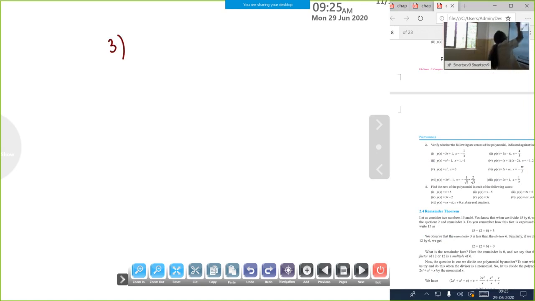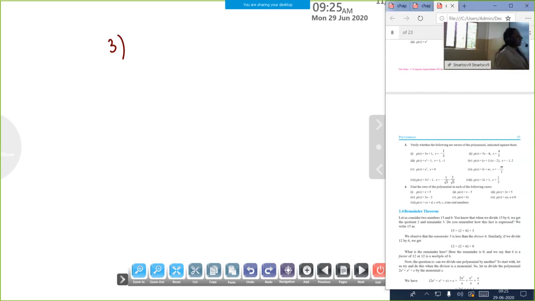And that same exercise, your third question. Please read the question carefully. Verify whether the following are zeros of the polynomial or not. One polynomial is given there and one zero is also given there. One solution is also given there. You need to verify whether it is a zero or not. When you want to solve one question, it is clear to you.